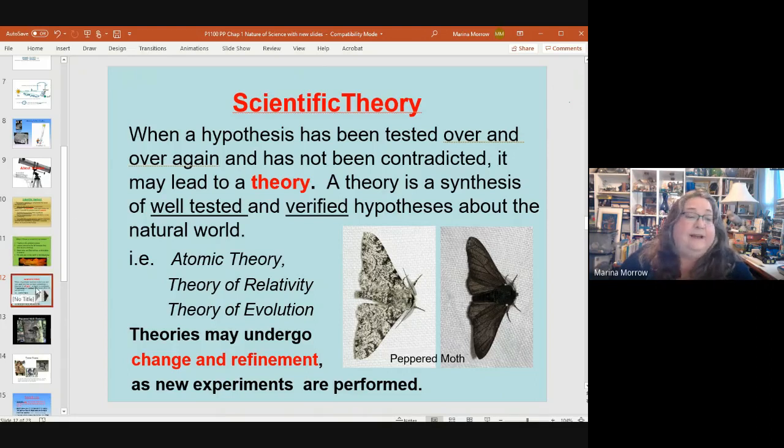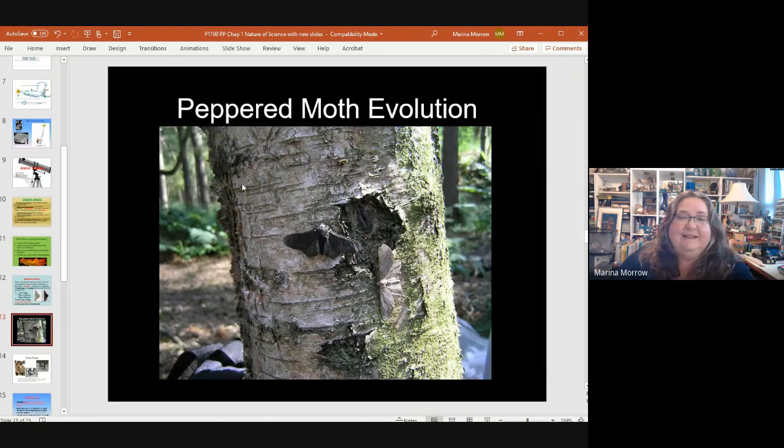Now, what happened was, normally the trees, these lovely birch trees and things in England, the black moths show up and the peppered moths are disguised. And so the idea is that usually being a black moth was not good, because you would be picked off by birds, because you would be seen more easily.